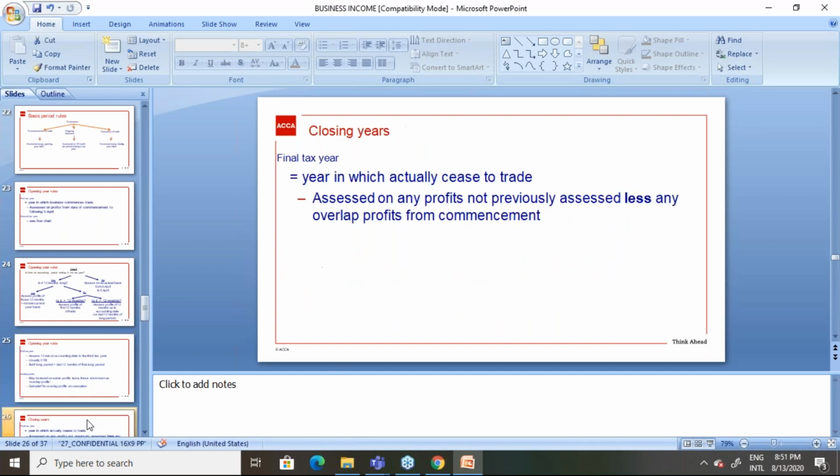Then, another area that you must be familiar with, closing year rules. That is your last tax year.